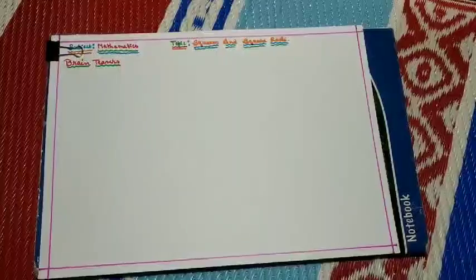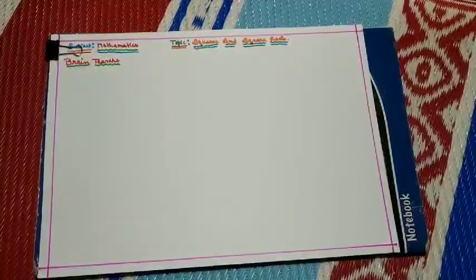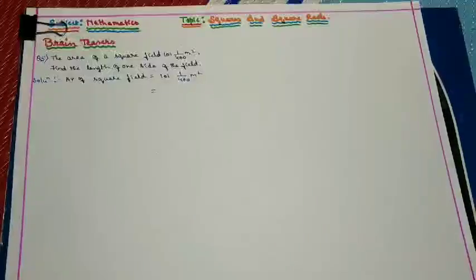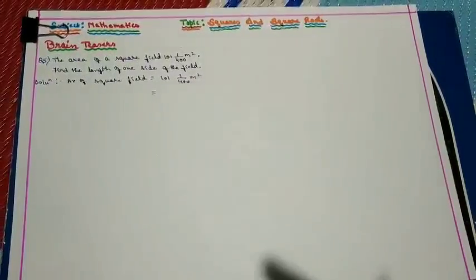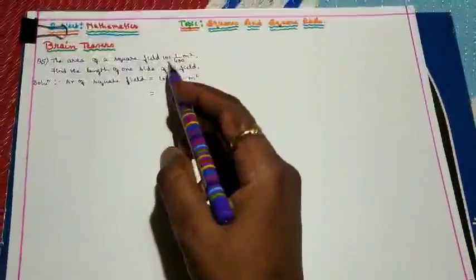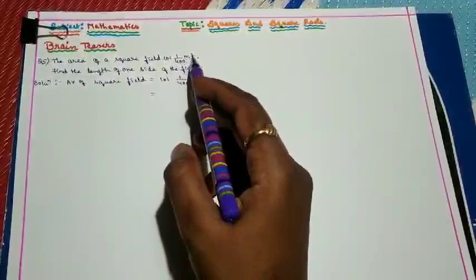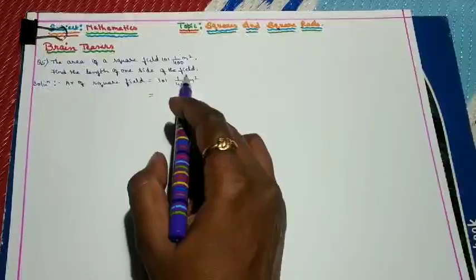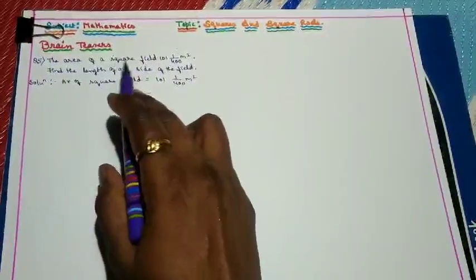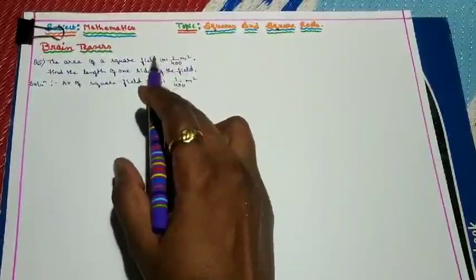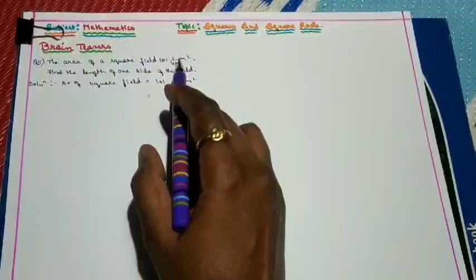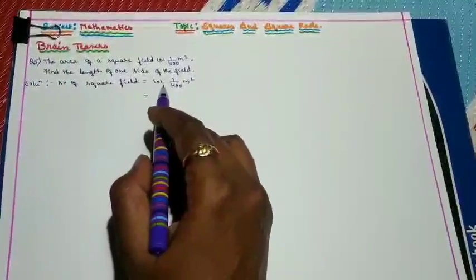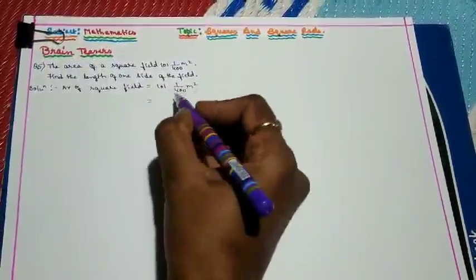Today we are going to continue solving brain teasers questions from the chapter Squares and Square Roots. Question 5. The area of a square field is 101 divided by 400 meter square. Find the length of one side of the field. So here the square field, its area is given, which is in mixed fraction; convert into improper fraction. Area of square field equal to 101 divided by 400 meter square.